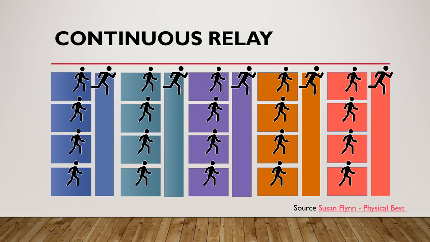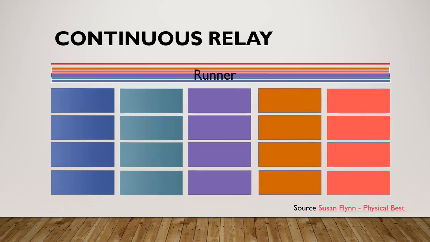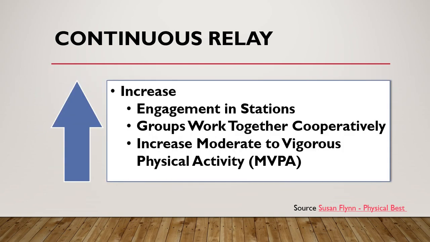In this scenario, you have 5 at each station. You have 5 different groups. Okay, so you have 25 students. Again, you could multiply this out or decrease it depending on the number of students you have. In Continuous Relay, there could be other setups where all the runners are running in the same area. For example, if the stations were on a basketball court and then the running area was outside of that.